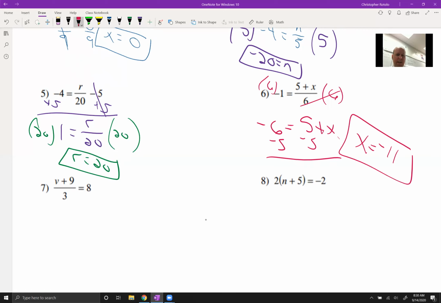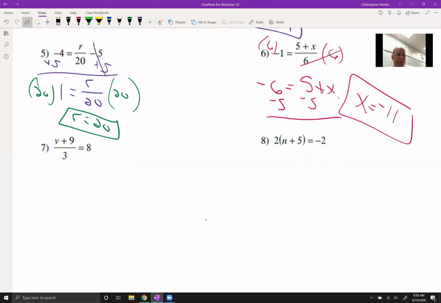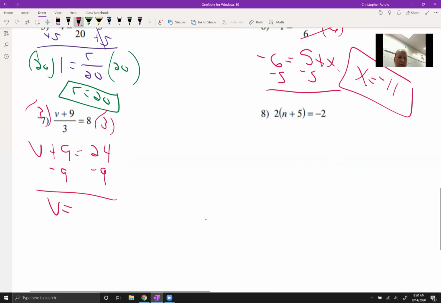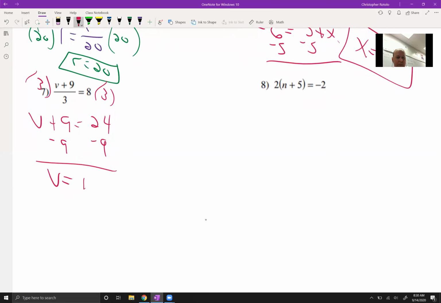All right, so having seen that, we'll roll this up just a little bit more. First steps could be subtract 9 or multiply by 3. Which one needs to happen first? Because of the way it's set up. Good, multiply by 3. So v plus 9 equals 24. Minus 9, minus 9. V turns out to be 15 it is.